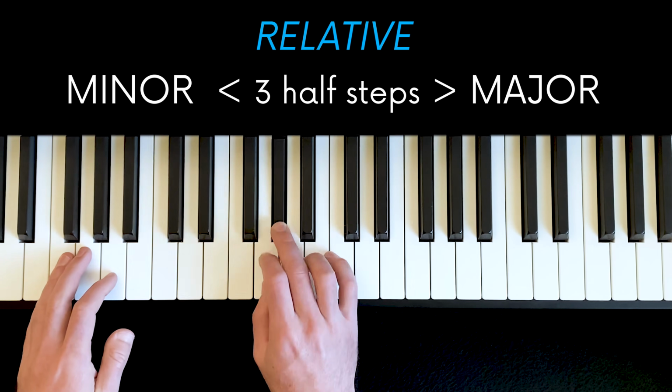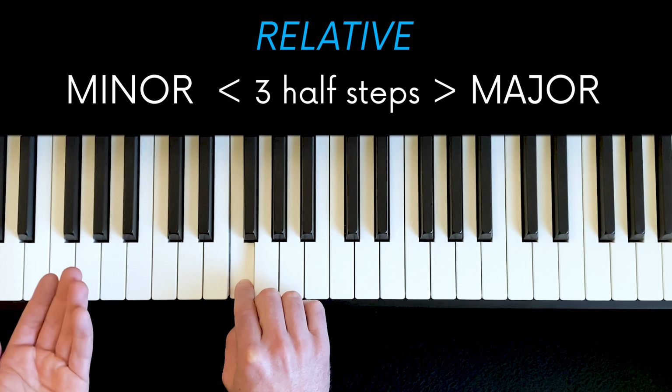We call these relative major and minor scales. They use the same set of notes. And a shortcut to get from a major key to its relative minor is just to walk down 1, 2, 3 half steps. This is one of the many reasons learning your major scales is so great. You kind of get the minor scales for free.